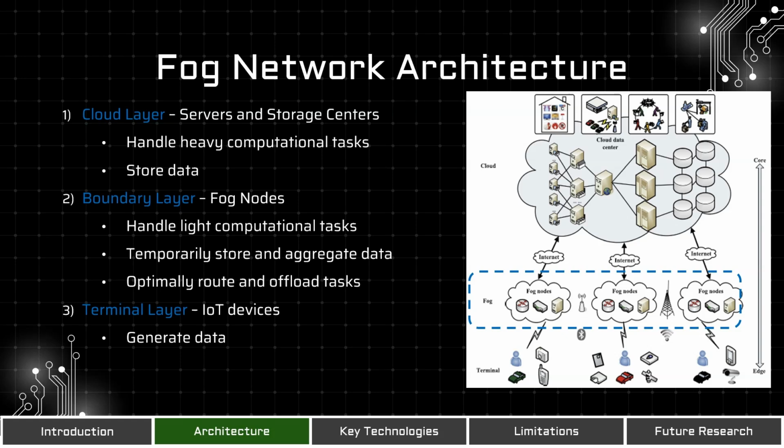First proposed by Cisco Systems, this architecture is made up of a cloud layer, which stores servers and storage centers, a terminal layer, which contains all the IoT devices generating data, and a boundary layer, the focus of this review, with fog nodes that handle lightweight computational tasks, temporarily store said data, and support data routing and task offloading.